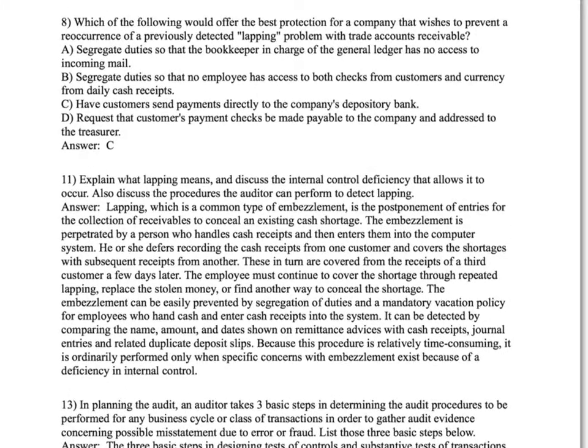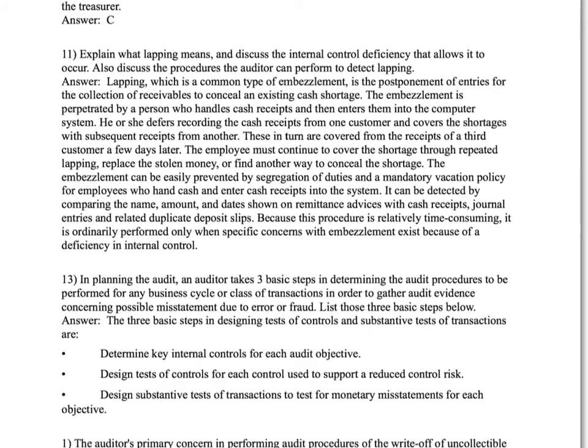So number 8, which of the following would offer the best protection for a company that wishes to prevent a reoccurrence of previously detected lapping problems with trade receivables? This would be a great one. Have the customers just send directly to the company's depository bank, so that's a lockbox. So I want you to understand number 11, what lapping means, and the internal control deficiency that allows it to occur. So here's an example. Please read through that.